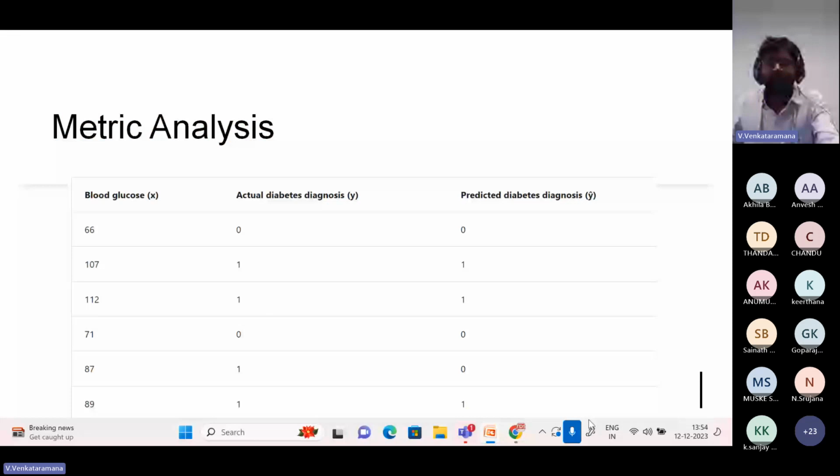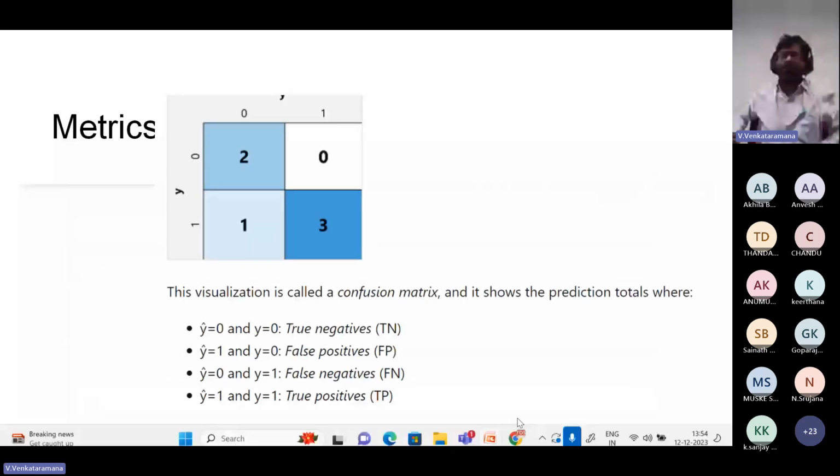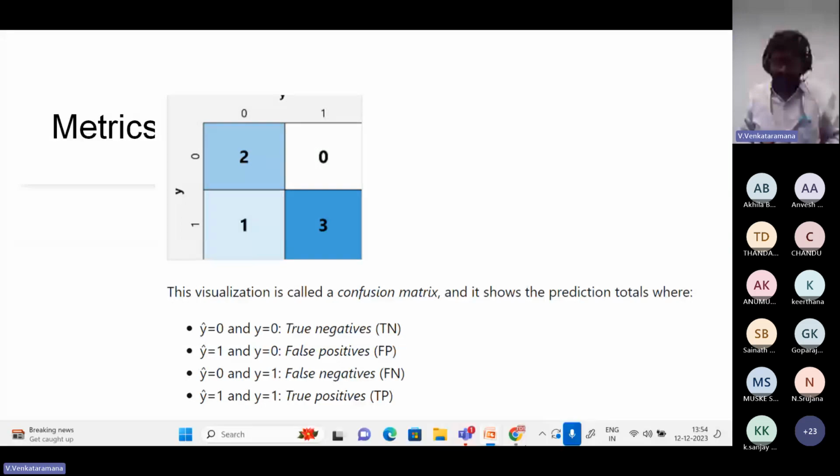So this is the 3 samples. Okay. So very good. So this is called the confusion matrix. This is called the confusion matrix. Okay, good. Now, what will each cell represent?